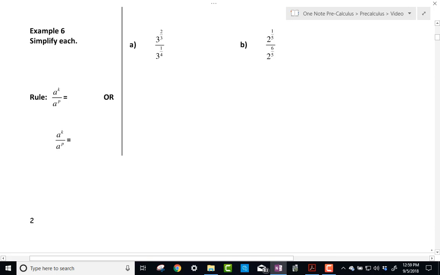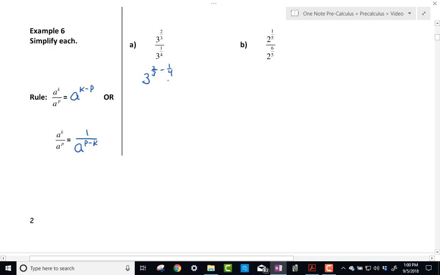All right, next one. The rule for division, if the bases are the same, a to the k over a to the p, I can do a to the k minus p, or I can do a to the k over a to the p, and I can subtract like this, a to the p minus k. Now, why would you ever do that? Well, if the exponent on the bottom was bigger, I would subtract down below. We'll see that in example B in a minute. So I've got 3 to the 2/3 and 3 to the 1/4. Obviously 2/3 is bigger than 1/4, so I am going to do 3 to the 2/3 minus 1/4.